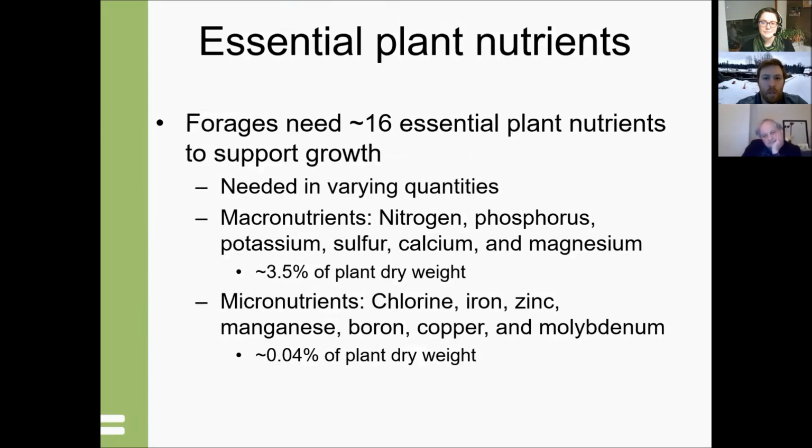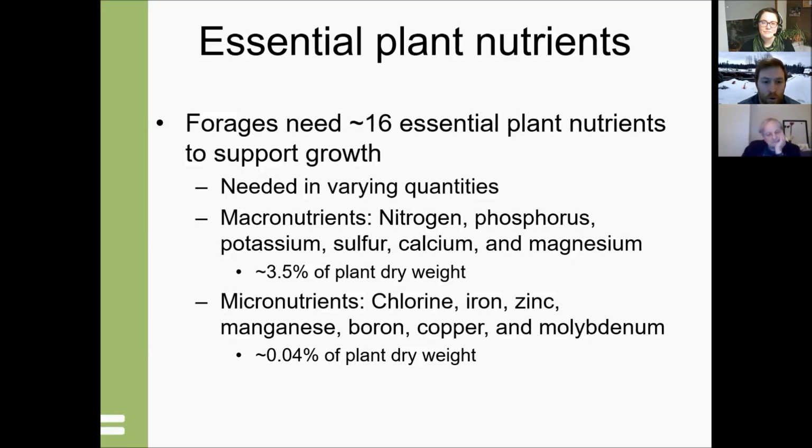So a little bit of review here. Essential plant nutrients. Your forage crop needs around 16 essential plant nutrients. Sometimes people say 17. I'm going to go with the older model of 16. And these are needed in varying quantities.